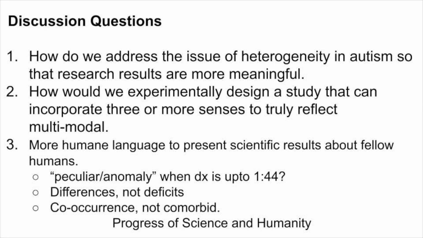Third is around more humane language to present scientific results about fellow human beings. As an autistic, there is a toll on mental health to be referred to as peculiar, anomaly, disorder, deficit. The current diagnostic ratio of 1 in 44 means autism is no longer an anomaly. Minor word changes can make a huge difference towards humanity that all of us expect from the world around us. We march with both science and humanity.